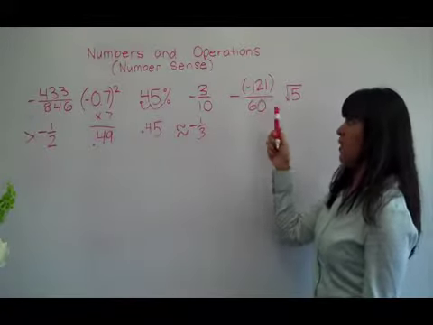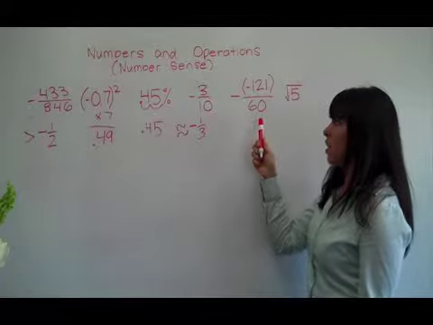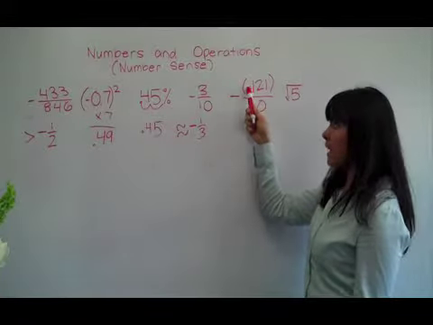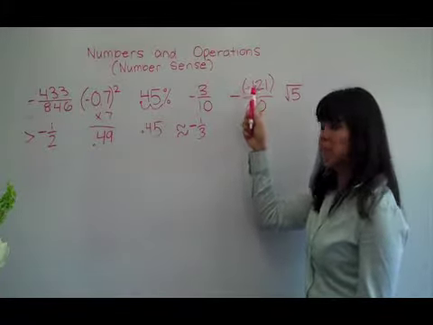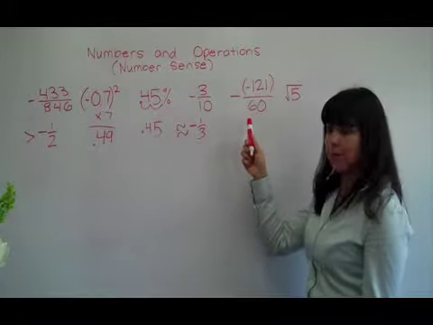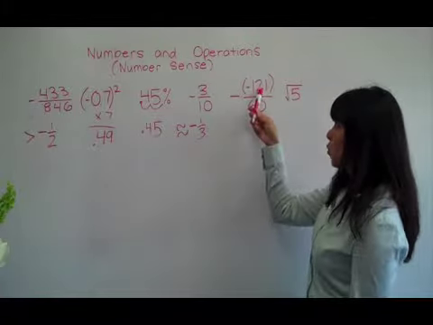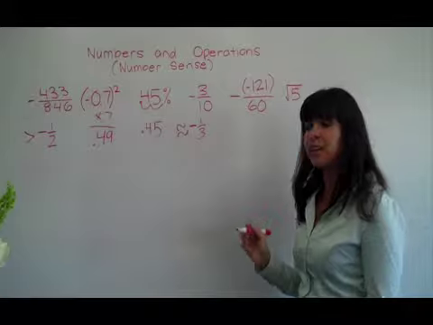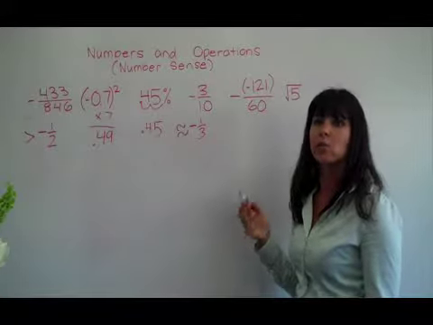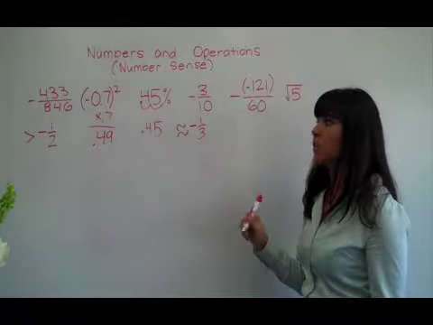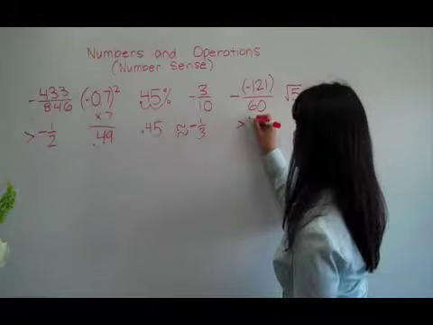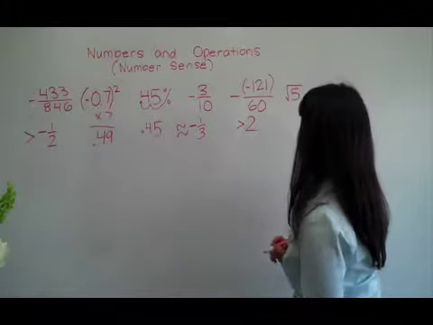Negative 121 over 60. So a negative times a negative, again, is going to be a positive, so that's going to have this whole fraction be positive. And because 121 over 60 is very close to 120 over 60, which would be 2, we know that this is going to be greater than positive 2.